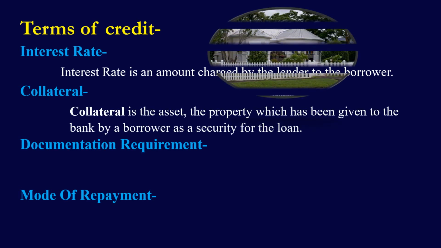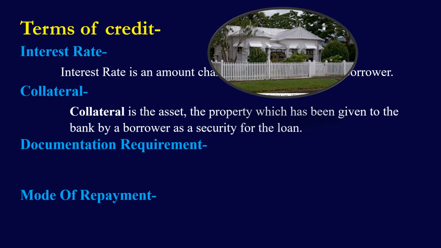It could be a property such as land, building, vehicles, livestock that a lender accepts as a security for giving a loan. That means at the time of taking a loan, the borrower gives the collateral to the bank as a security. If the borrower defaults, fails to pay the loan, then the bank can seize the collateral. The bank can take over the collateral. So the collateral is the asset which has been given to the bank by a borrower as a security for the loan.